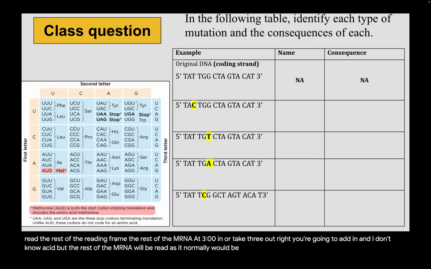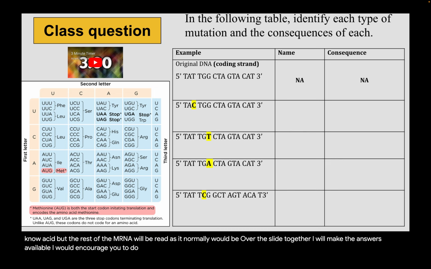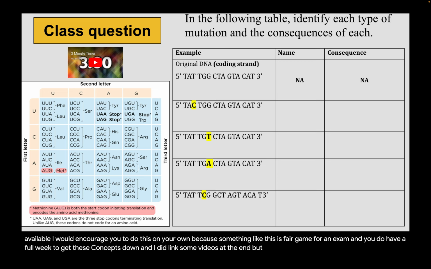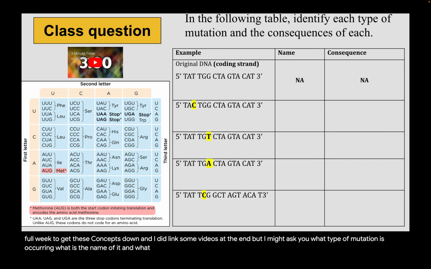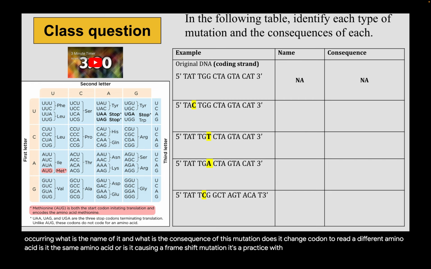All right. We're not going to go over this slide together. I will make the answers available. I would encourage you to do this on your own because something like this is fair game for an exam, and you do have a full week to get these concepts down. And I did link some videos at the end. But I might ask you, what type of mutation is occurring? What is the name of it? And what is the consequence of this mutation? Does it change a codon to read a different amino acid? Is it the same amino acid? Or is it causing a frame shift mutation? So practice with this slide here.